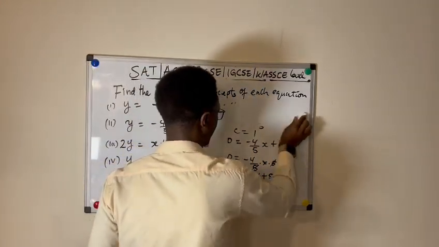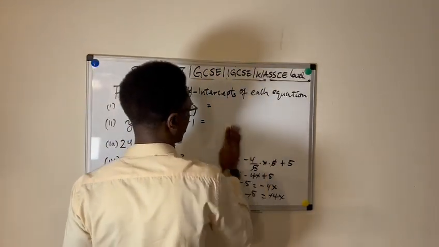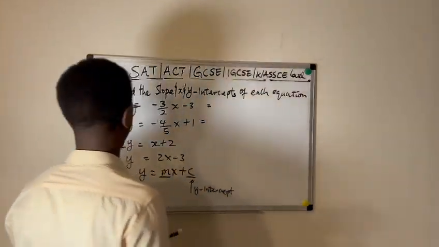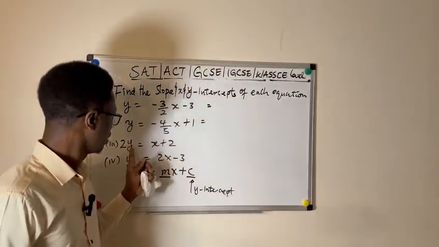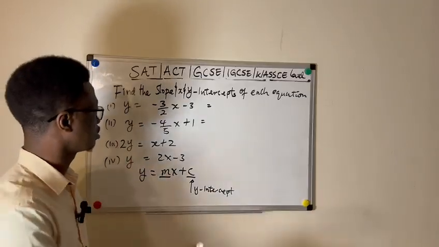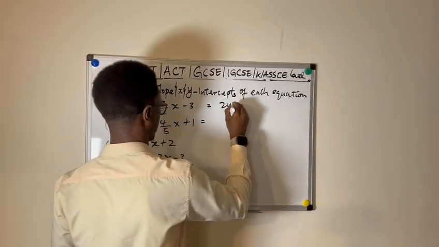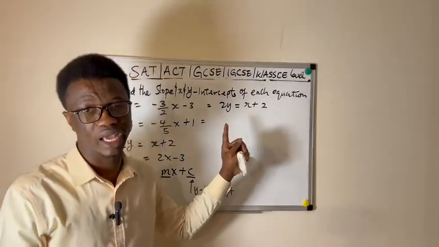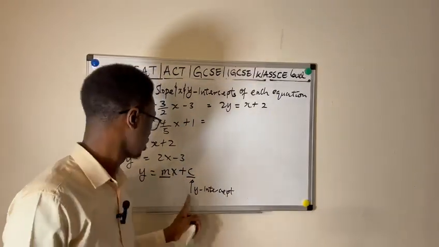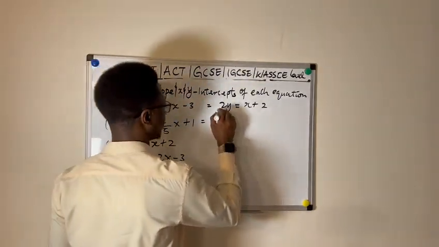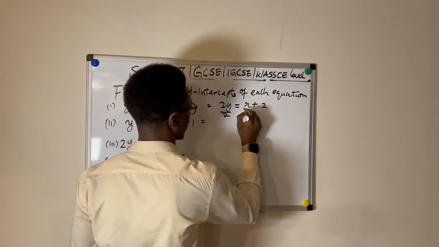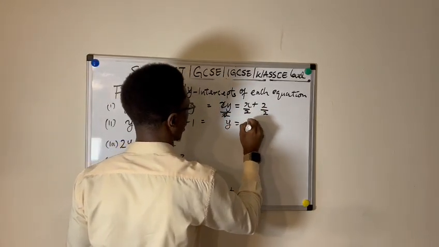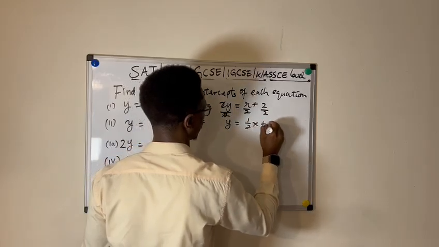Now let's look at the next one. You are going to do the last one, okay? You try the last one. So now, this one says 2y equals x plus 2. The first thing you have to do here is to transform this to slope-intercept form, okay? So we divide here by 2, here by 2, this by 2, and this and this go. So my y becomes half x plus 1.